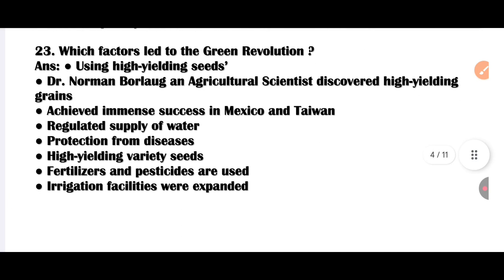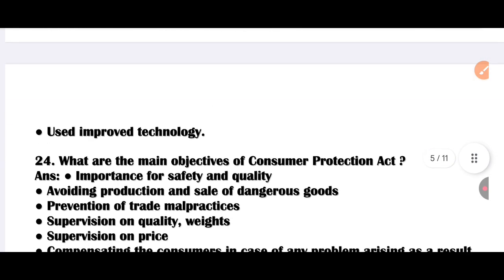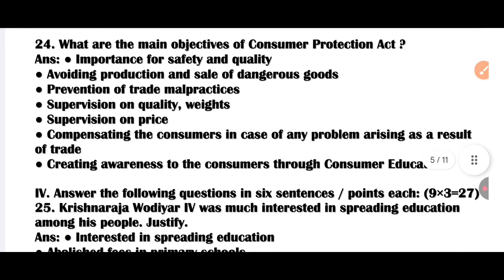Next question: which factors led to the Green Revolution? Using high yielding seeds. Dr. Norman Borlaug, an agricultural scientist, discovered high yielding grains, achieved immense success in Mexico and Taiwan, regulated supply of water, protection from diseases, high yielding variety seeds, fertilizers and pesticides are used, irrigation facilities were expanded. Improved technology.